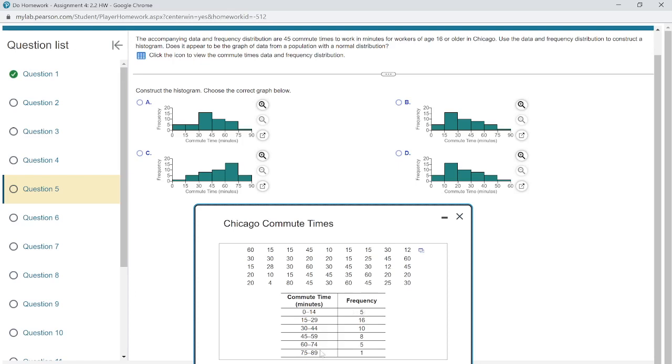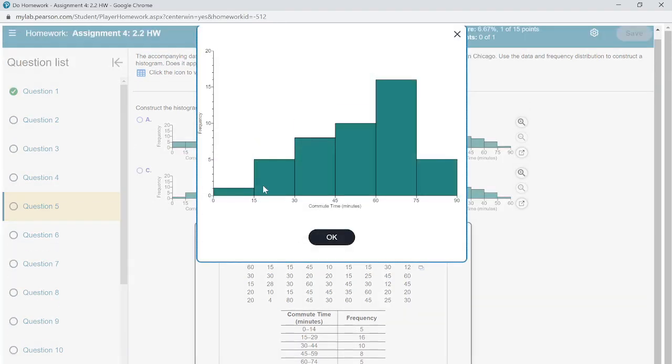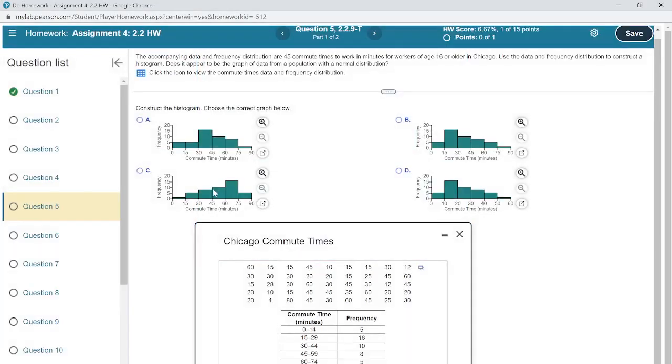From 75 to 90, the frequency is 1. For C, from 75 to 90, the frequency is more than 1, so C is not the right answer. The only options left are A or B. Now we check more for the frequency. From 0 to 14 it's 5, from 15 to 29 it's 16, but if you look at A, from 0 to 15 and 15 to 30 they are the same, so this is not the right one. So this is the right answer.